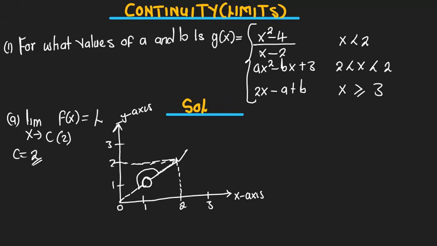Now, how are you going to solve? When exactly is a function continuous? A function is going to be continuous when the limit as x is approaching some c from the negative side of f of x is equal to the same limit as x is approaching some c from the positive side of f of x.